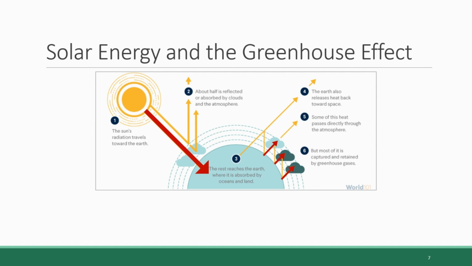Because the Earth is giving off heat, the lower levels get the most of that heat. Some of the solar energy that the Earth gives off gets released back into space, but a lot of it is retained within the atmosphere because of gases that are referred to as greenhouse gases. This leads to what's called the greenhouse effect.